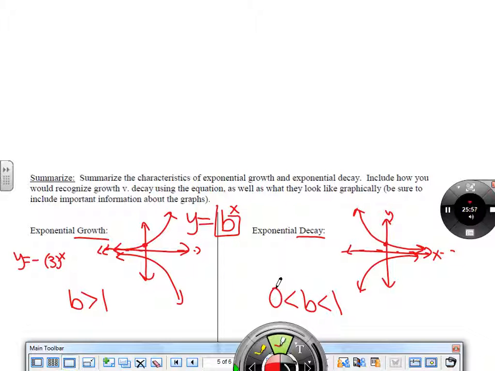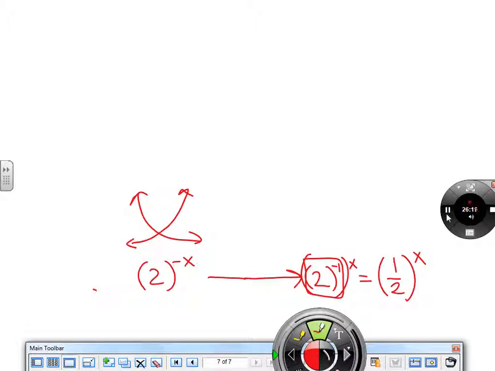Does anybody know how the graph would look different if the base had been a negative number? Take out your calculators real quick and graph this function. Make sure the negative is in the parentheses, okay? So graph y equals negative 2. This basically sums up the basics of what the exponential growth and decay functions look like.